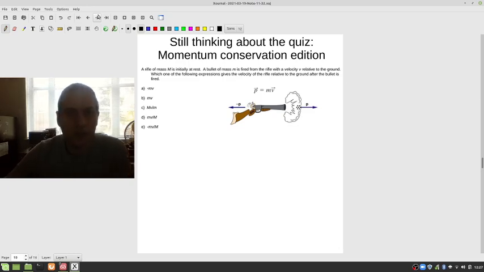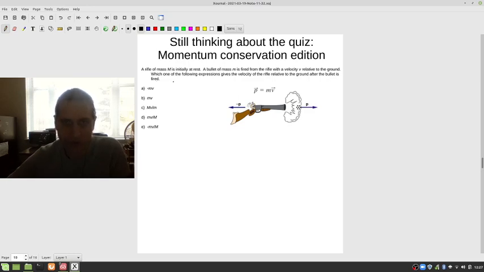All right, here's a good quiz type of momentum conservation problem. I like this problem. I didn't know if people would get it right before watching today's video, so I left it off, but I think it's a great problem. It says you've got a rifle of mass m initially at rest. A bullet of mass little m is fired from the rifle with a velocity v relative to the ground. Which one of the following expressions gives the velocity of the rifle relative to the ground after the bullet is fired?